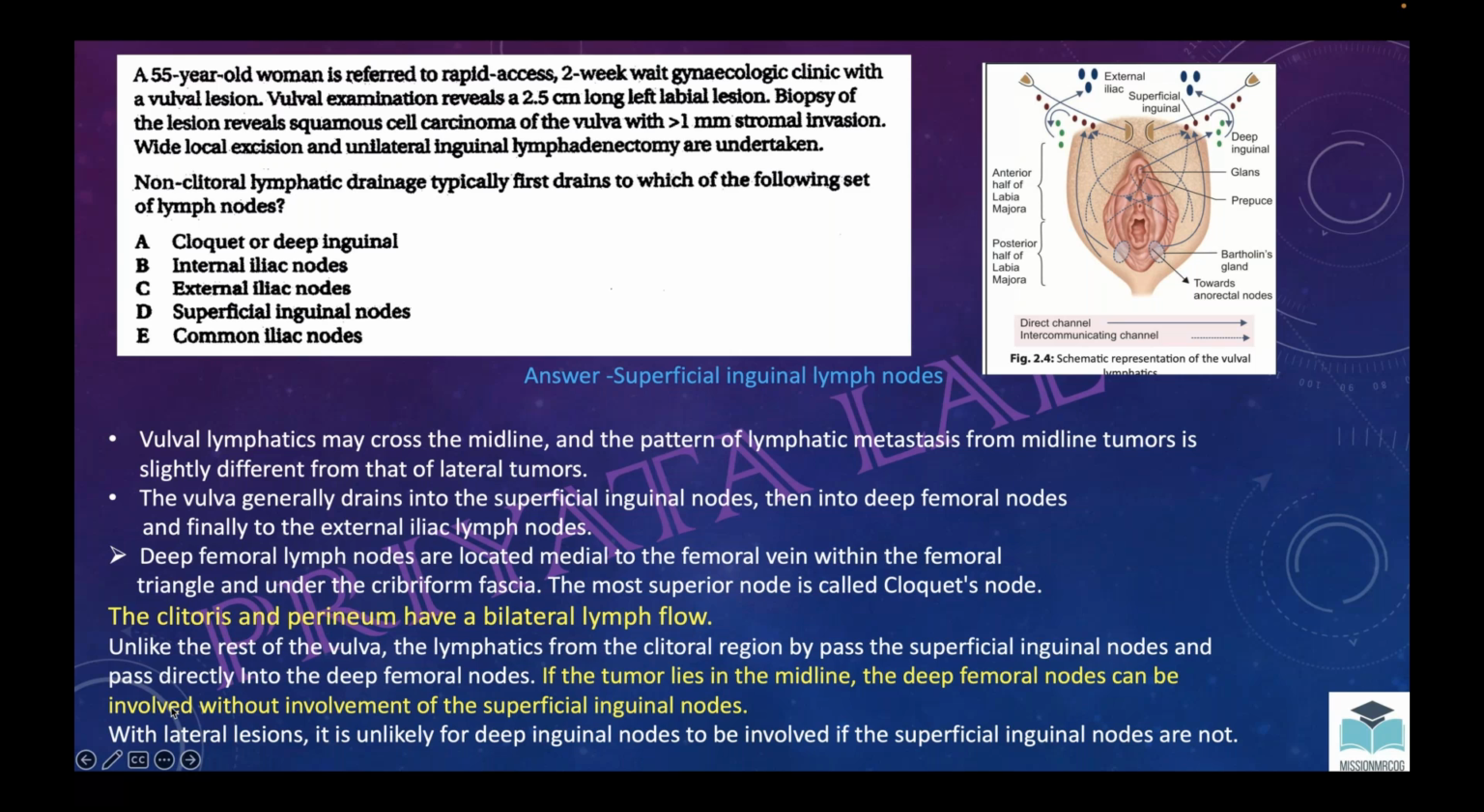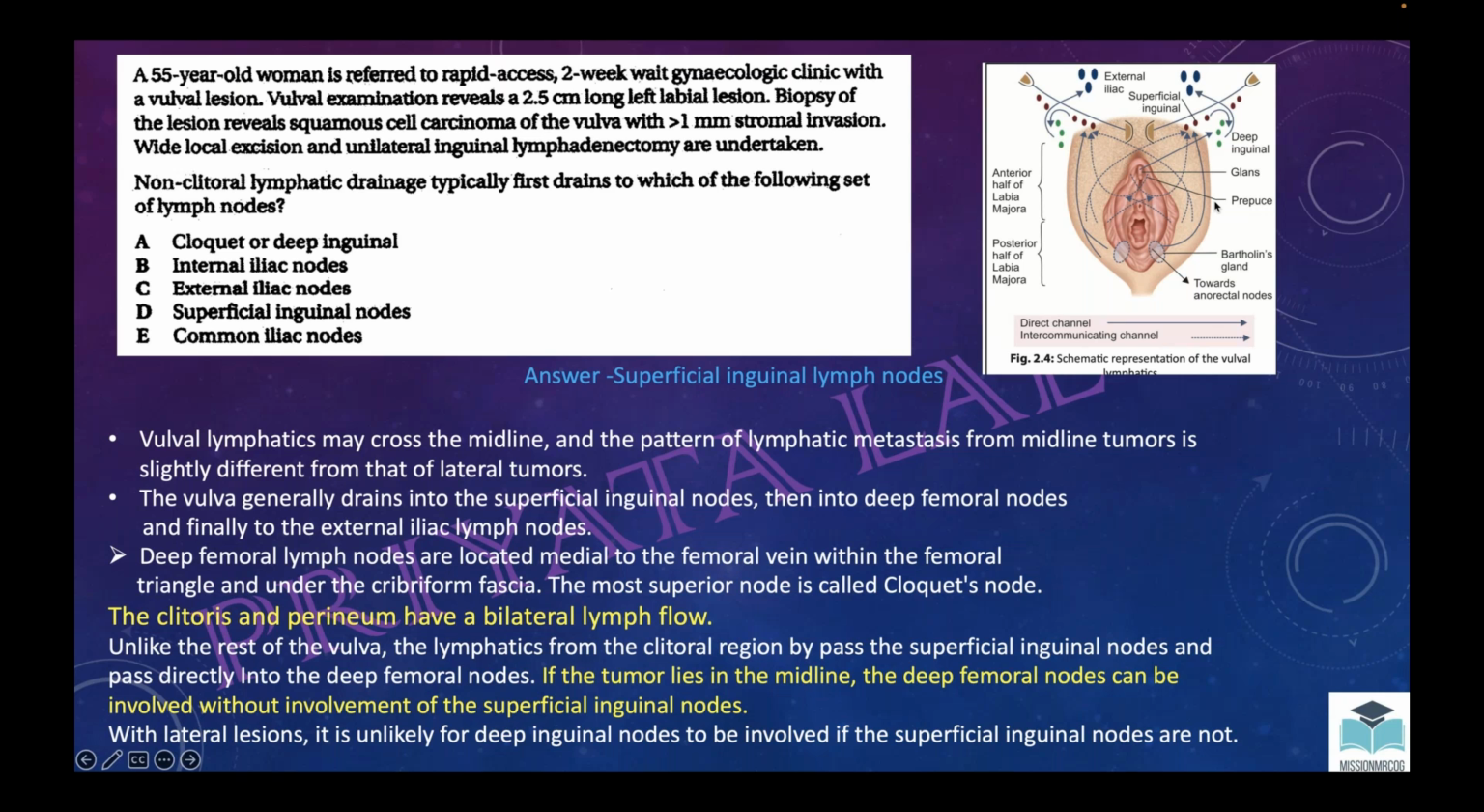With the lateral tumors, superficial inguinal lymph nodes will be involved first. It is very unlikely that deep will be involved first rather than superficial inguinal. Lateral lesion, it is not there, but central lesion, it could be there. So there is a crossing of the lymphatics. Because of that, if you find any lesion in the central part, we have to consider bilateral lymph node treatment. And for the lateral tumor we are doing unilateral or ipsilateral.